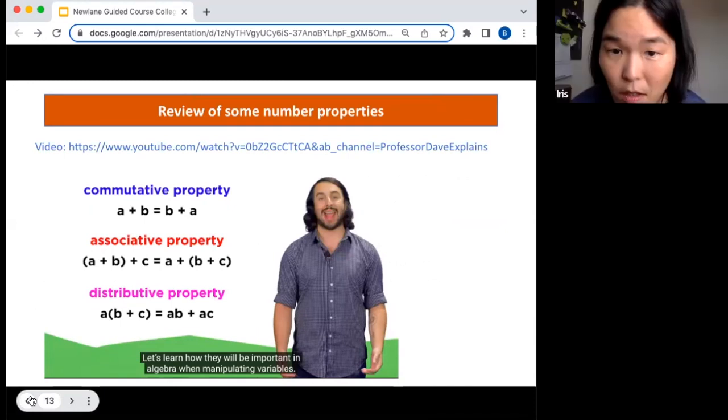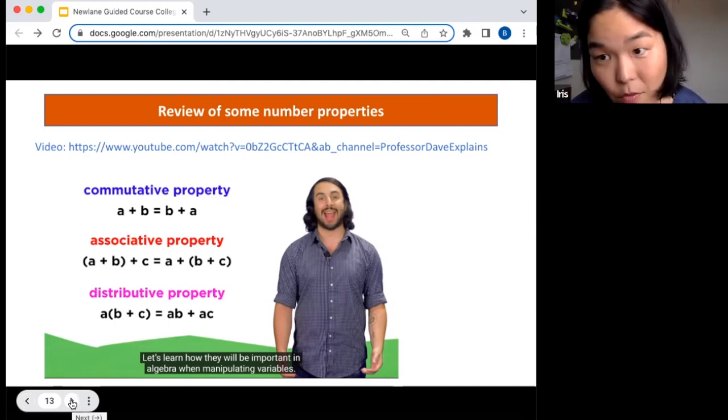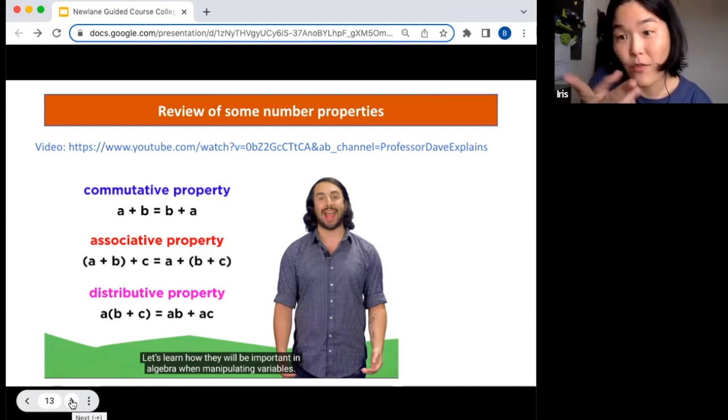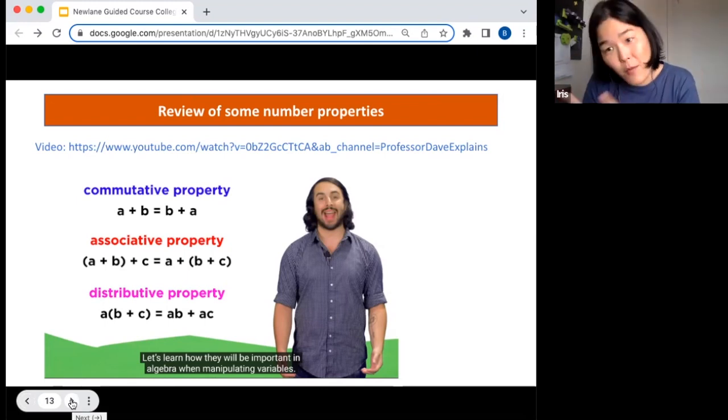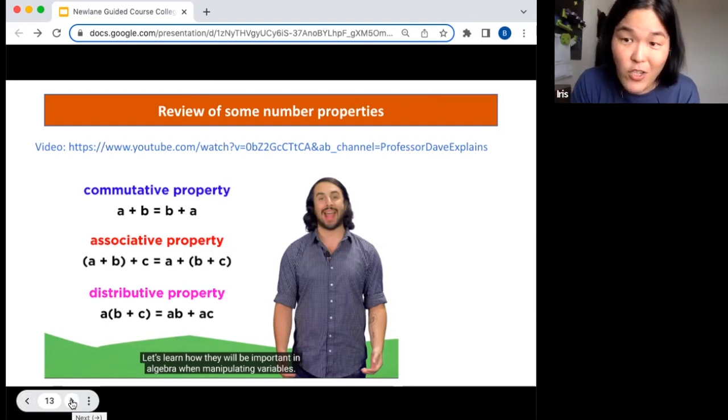Yeah. So they all have these names, right? Commutative property means A plus B equals B plus A. The order of the sum doesn't matter. Associative means you can add them first and then add them later. And then the distributive is the relationship between the sum and multiplication.